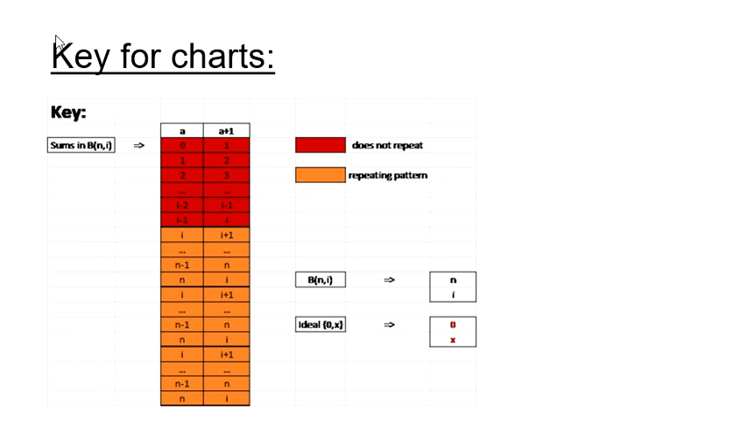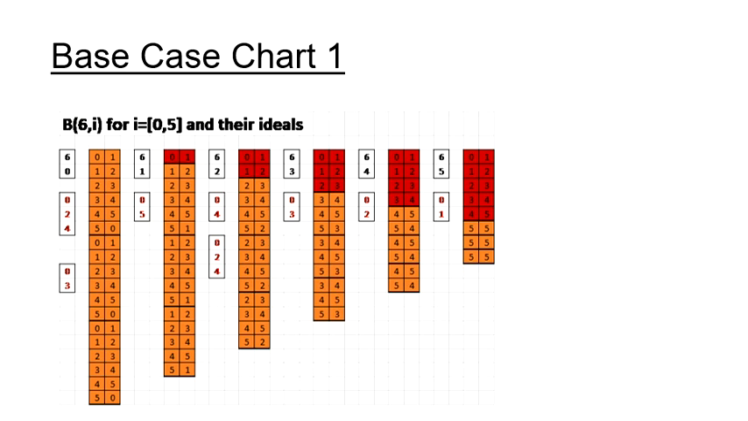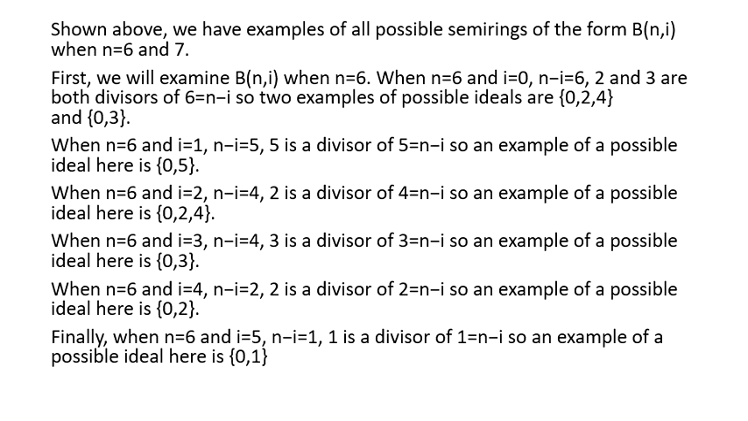Here, which will be on the side of our chart, is the B sub n comma I written in this way, and then the ideal 0x would be written like this. So here is our base case chart 1. So B sub 6 comma 0, 6 comma 1, up to 6 comma 5, each with their respective subtractive ideals. So we see examples of all possible semirings of the form B sub n comma I.